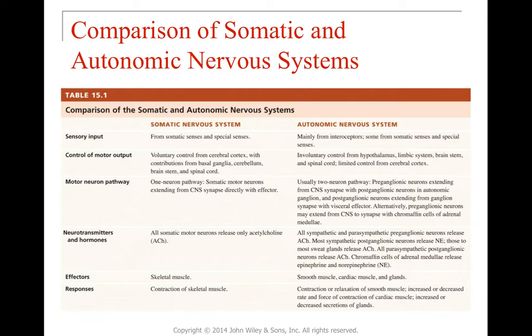Like digestion, you might want to increase during the parasympathetic. And then also it can have an increase or decrease in the rate of the contraction of the cardiac muscle, meaning that we can have a stronger or faster heart rate. So a stronger heart contraction or a faster heart rate. And we can also have an increase or a decrease of the secretion of whatever glands are being affected.